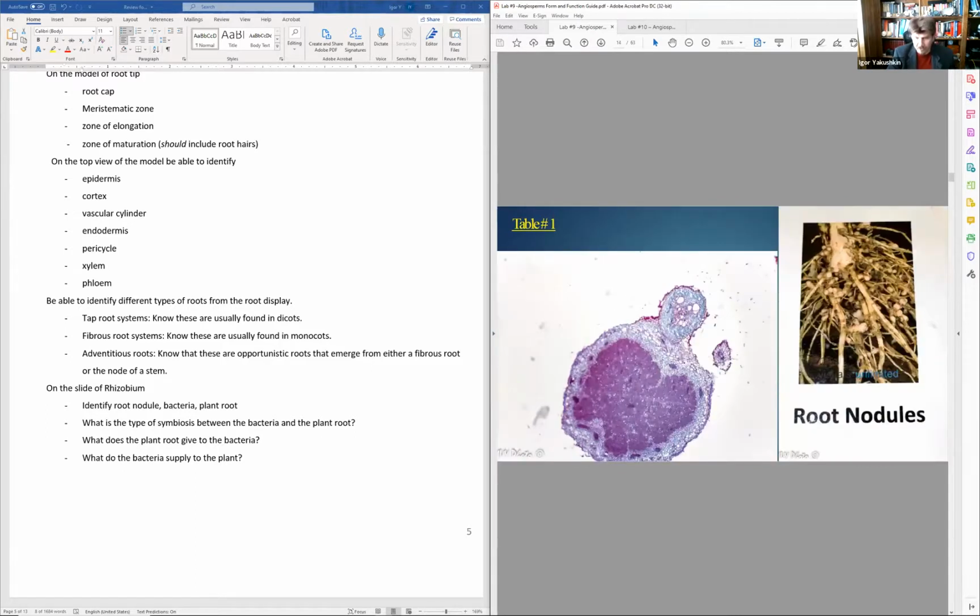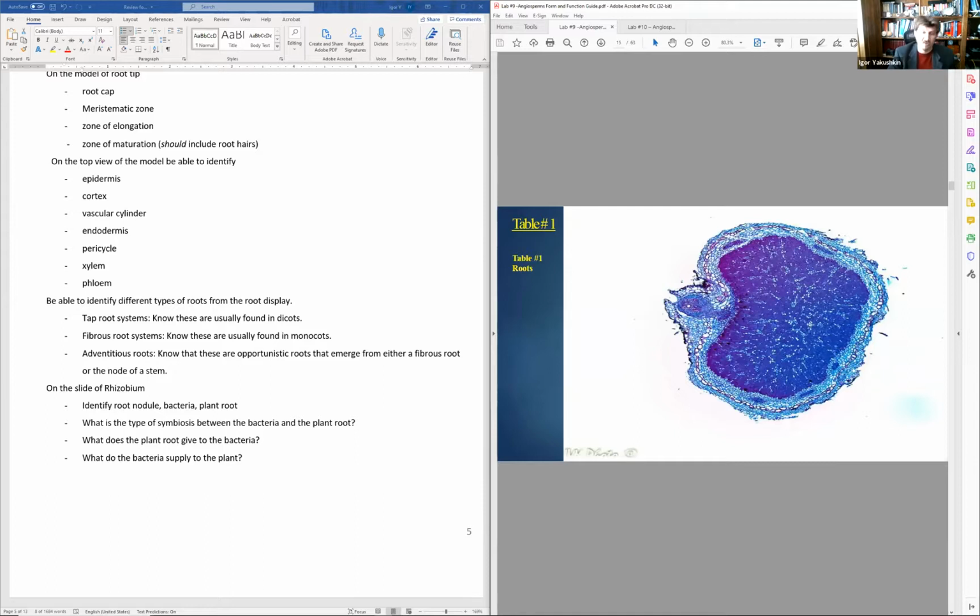Root nodules: within the root you will have bacteria known as nitrogen-fixing bacteria, which help plants fix nitrogen, converting it into a form which plants can absorb and use to build amino acids, hence proteins. This is a mutualistic relationship, quid pro quo. Identify the root nodule. This is a root nodule, this is the root. What type of symbiosis do we have with the bacteria? That's a mutualism. What does the plant root give to the bacteria? Food and shelter, sugars and a place to live. Bacteria supply the nitrogen compounds, nitrates.